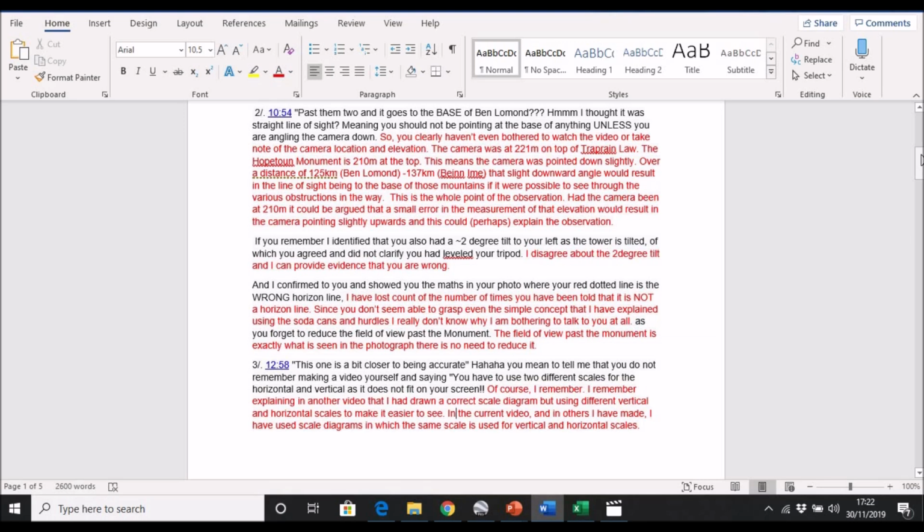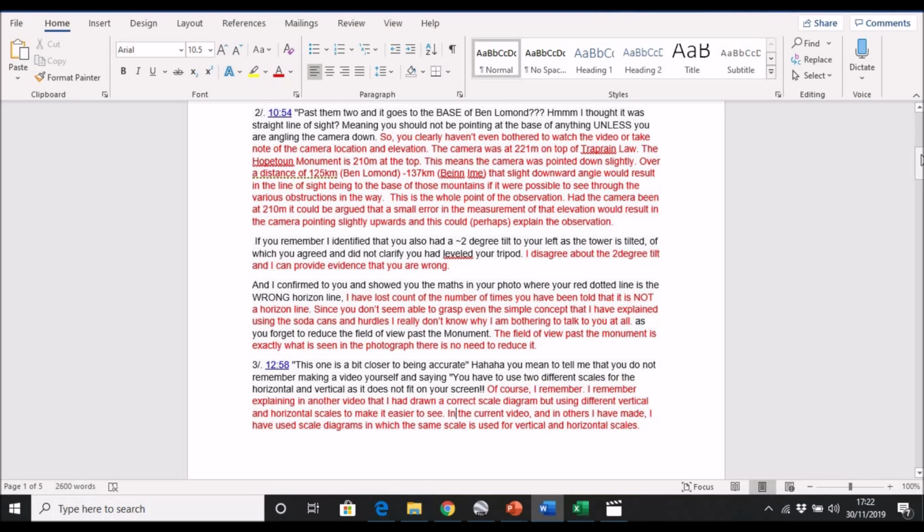Gleem's point number 2. Timestamp and a quote from my video, which he doesn't close the quotation marks, but I assume is the first sentence. "...past them too, and it goes to the base of Ben Lomond?" question mark, question mark, question mark. I thought it was a straight line of sight, meaning you should not be pointing at the base of anything unless you are angling the camera down. This is quite an important point, so let's be clear about it.